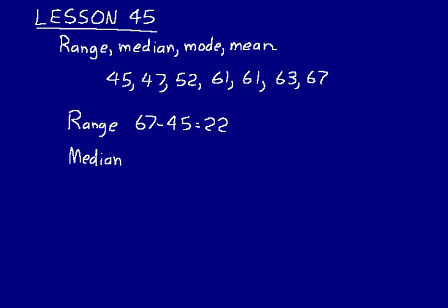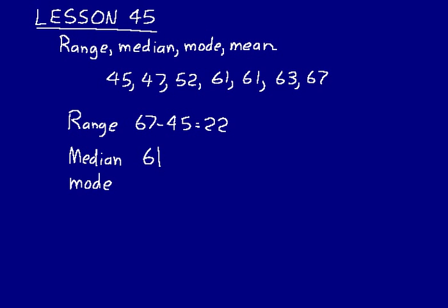Median, that's just the middle number in a set of numbers. So when you have an odd number of numbers like this, we have 7 numbers, that's right in the middle. That would be the 4th number, or 61 is the median. Now, if we had an even number of numbers, you'd have to average the middle 2 numbers together to figure out what the median was, because you wouldn't have like an exact middle if you have an even number of numbers.